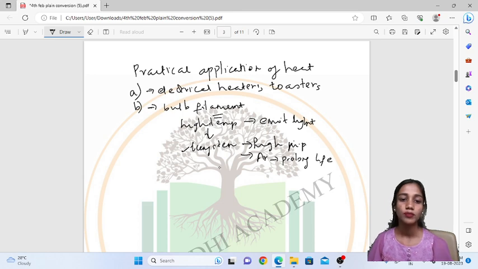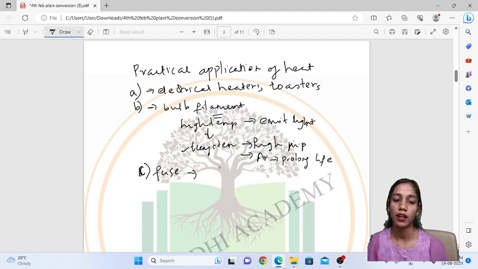So this is another concept. And the third concept about heat is the fuse. A fuse is like a protection to our electrical devices. It is always placed in series connection with the devices or the circuits.